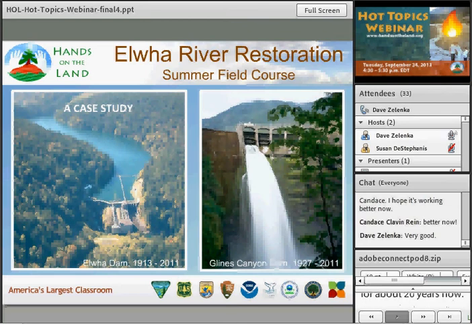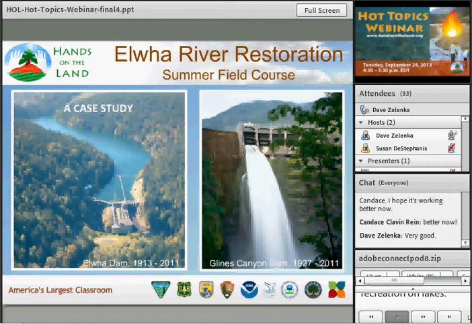The reason it's an interesting case study for classrooms and students and hot topics is it's really a big issue in our community, or it was when the dams existed, and it still is to a certain degree. But the issue was important for a variety of people: the tribe, the park, people who worked for the mills, people who enjoyed boating and recreation on the lakes. So it was a difficult sell to get these dams out, and it was also pretty expensive.